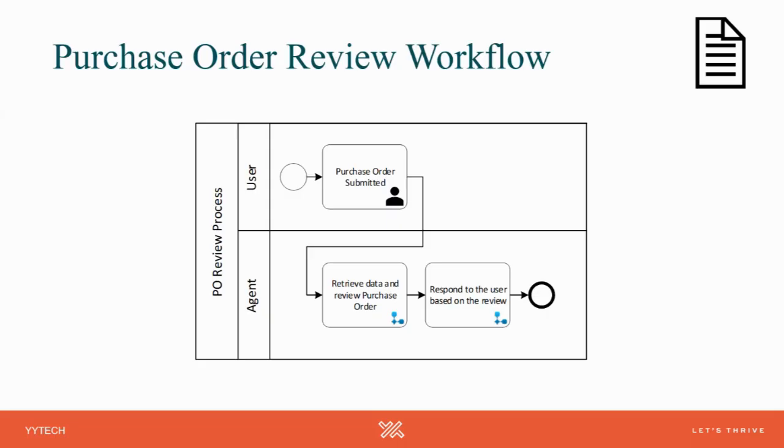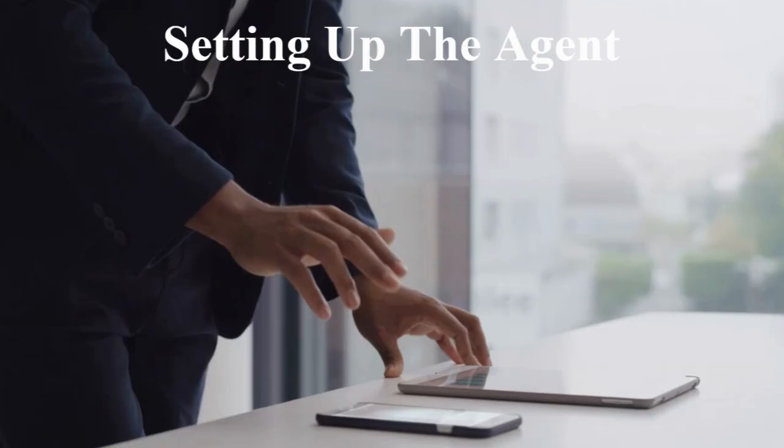Data points to review include confirming that the shipping address is a valid location, verifying that the date is valid and not in the past, and if a PO dollar amount is over $1,000, noting that it needs approval by a purchasing manager. In this video, I will show you how the agent is created and how it's used.